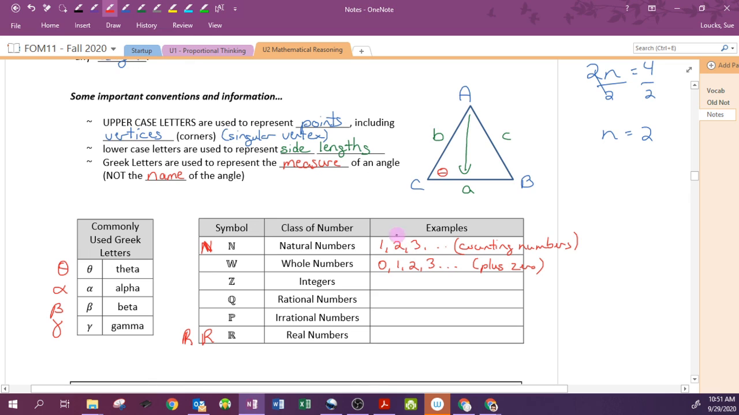The integers: just to be clear on this too, the whole numbers include all of the natural numbers. Every natural number is also a whole number, okay? Every natural number and every whole number is also an integer, but now with the integers, we're adding the negative versions of all of these. So negative 3, negative 2, negative 1, 0, 1, 2, 3, all the way up and all the way down.